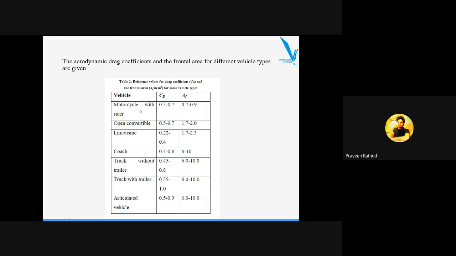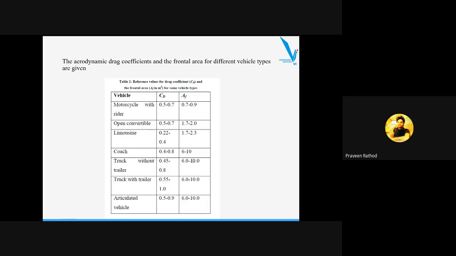For an open convertible, we have an AF of 1.7 to 2.0, and the CD is 0.5 to 0.7. Again, both are the same. For limousine and so on, AF is 1.7 to 2.3, so the drag coefficient is 0.22 to 0.4. So for coach, you can see these are the values of drag coefficient.